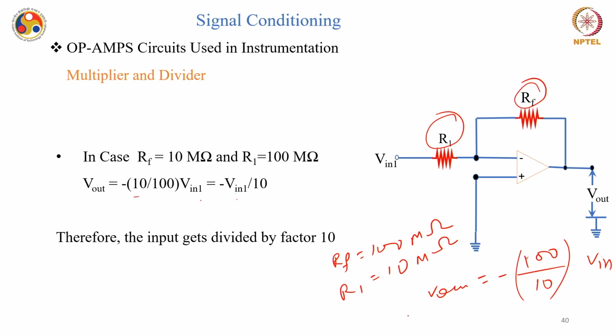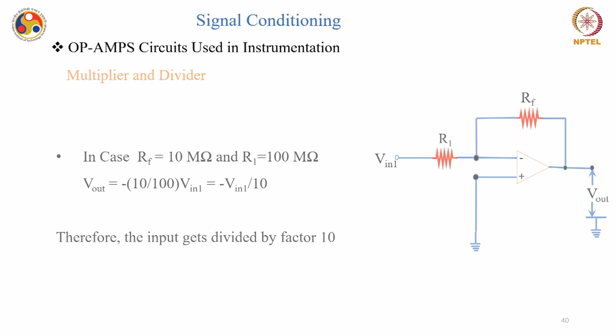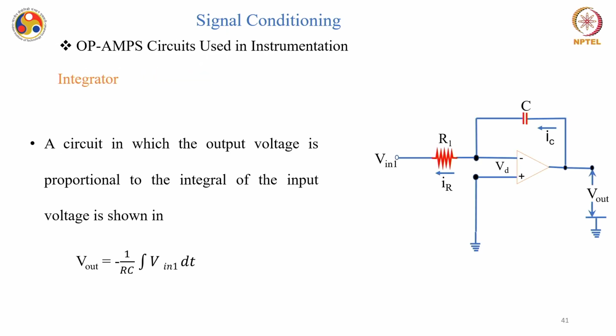So in this case V out is equal to minus 10 V in. Now your input is getting multiplied by 10 to get this output. So just by changing Rf and R1, or just by swapping them, you are able to generate a multiplier and divider respectively. Similarly, they can be used for other mathematical operations also, like for an integrator.